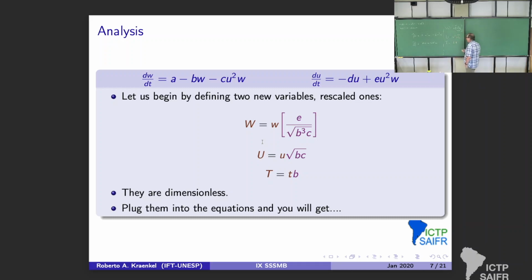Okay. Now, if you want to know, I give you these. I can plug this in here. Okay? So, first, dW/dT capital will be what? B. Okay. So the first equation will start with B times all this mass here times E divided by square root of B to the third times C.